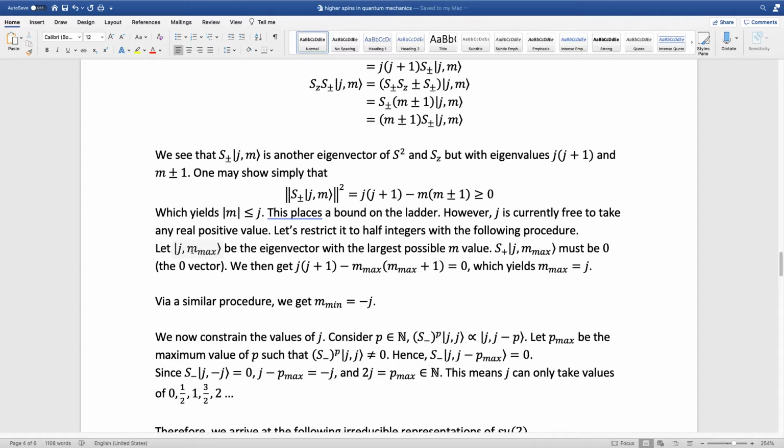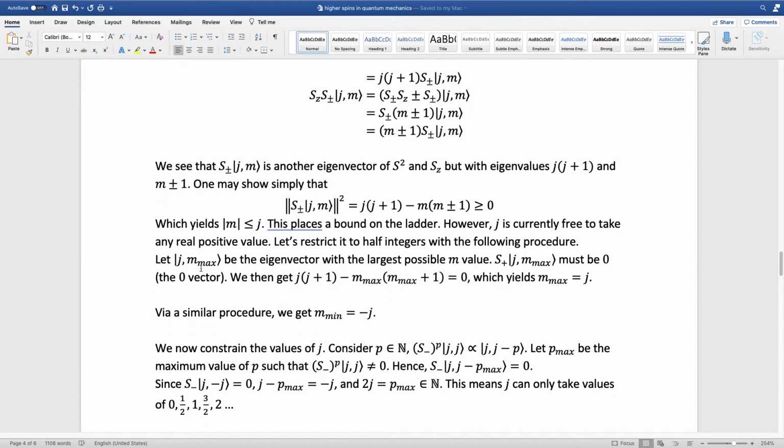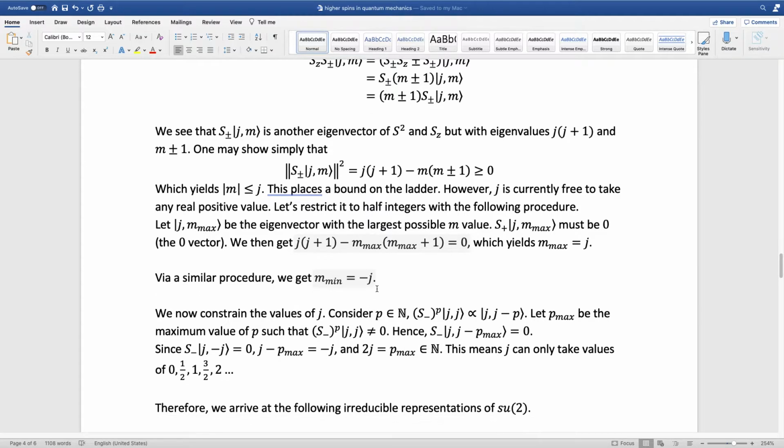Let's assume that there's an m max eigenvector with the largest possible m value. Then if we raise it by 1, it must give the 0 vector. Plugging it into this equation, we get this relation, which yields m max equals j. Via a similar procedure, with m minimum and then lowering it, we get m minimum equals minus j. This tells us that m is not only bounded by j and minus j, but m can in fact reach j and minus j.